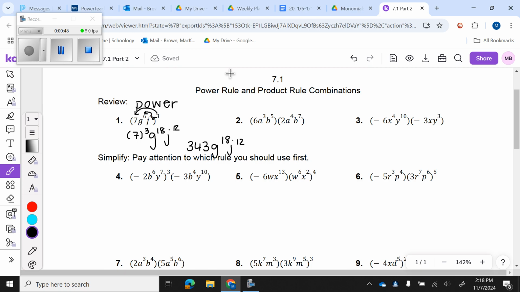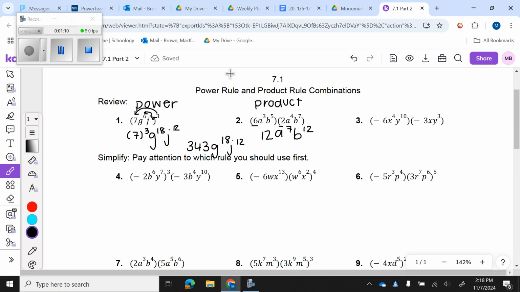All right, number 2, there's no powers on the outside, so this tells me that this is the product rule, which means I'm going to multiply my coefficients. So 6 times 2 is 12. And I'm going to add my exponents. So I'm going to have a to the 7th, 3 plus 4 is 7, and b to the 12th, 5 plus 7 is 12.